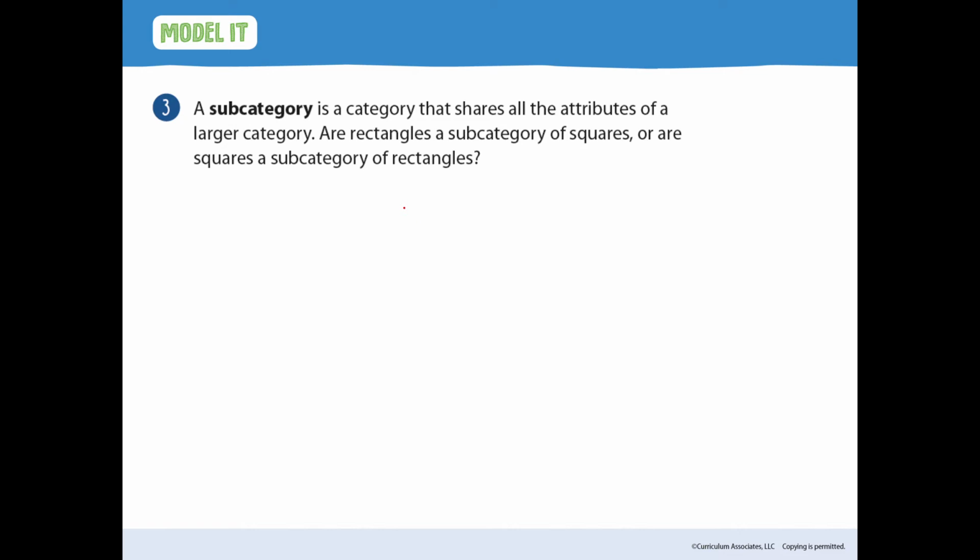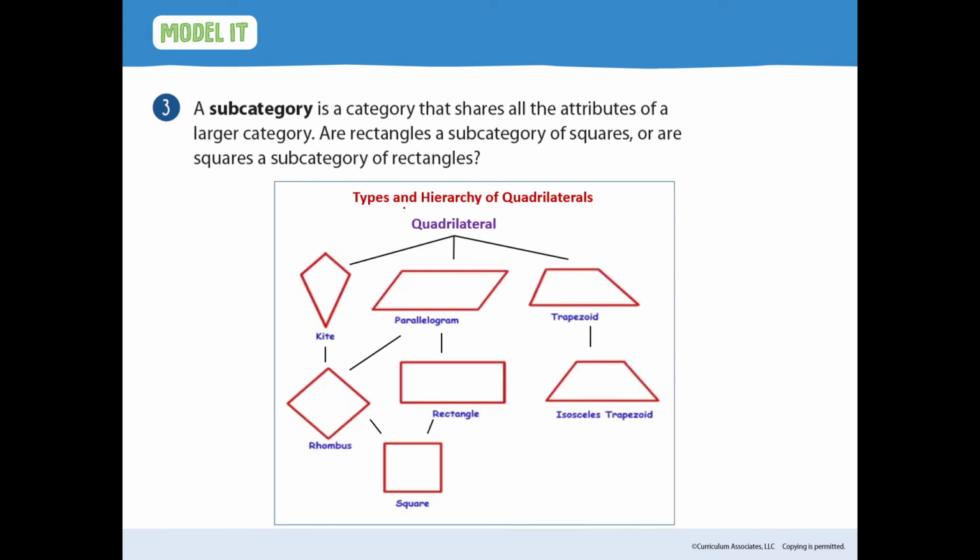Let's look at number 3. A subcategory is a category that shares all the attributes of a larger category. Are rectangles a subcategory of squares, or are squares a subcategory of rectangles? So I'm going to actually show this diagram here, which I think is really helpful when looking at this. So quadrilateral, quad means 4, and lateral is a word that means side. So quadrilaterals are any 4-sided figure. And under quadrilaterals, there's 3 types of quadrilaterals. We have the kite, the parallelogram, and the trapezoid.